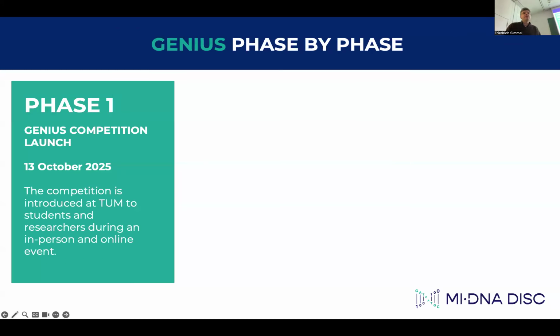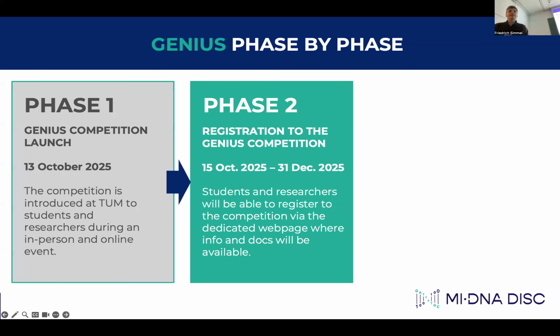So let's say that the competition can be divided into five different stages. The first stage is today. We launched this competition here at TUM with students and young researchers in person and online. The second stage will be the registration. Registration will open in two days, just give us the time to organize the dedicated web page. Then you can register for the competition, either as a single person, or as a consortium with the PI, the leader of the consortium.